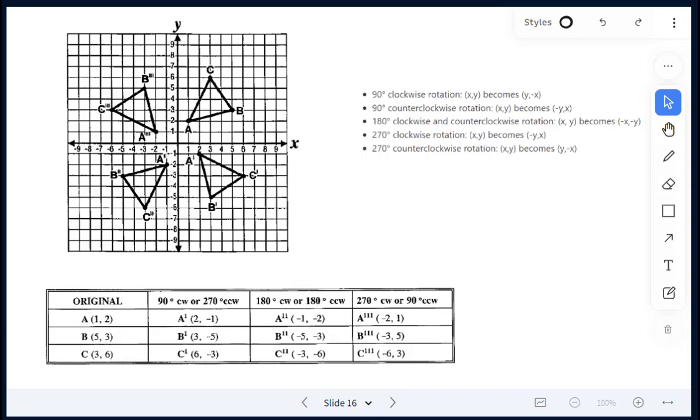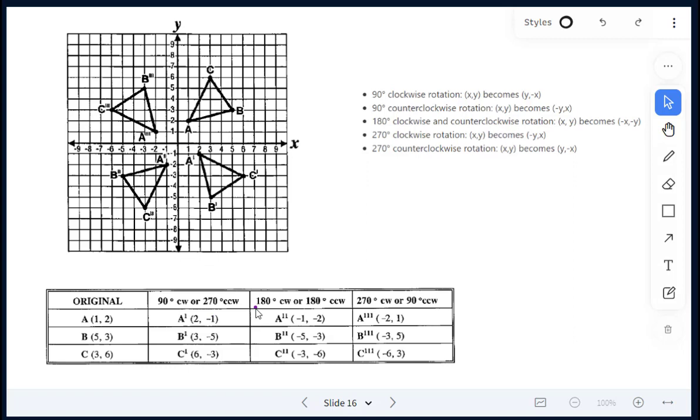So looking at the rotations then, here's our original figure, rotating it 90 degrees clockwise. It's the same thing as if you did 270 degrees counterclockwise. So notice our points switched here. Our original point was 1, 2. Our A prime now is 2, negative 1, which makes sense because it's in this quadrant.